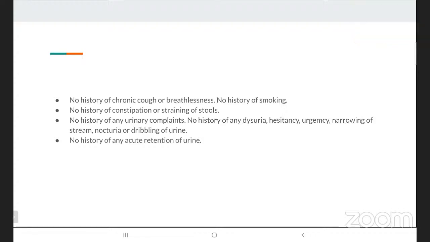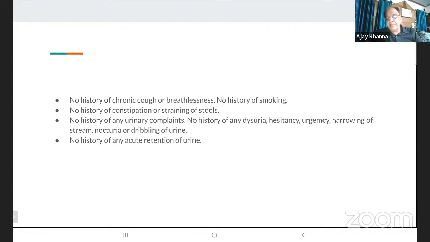And why do you talk about narrowing of the stream? These are basically lower urinary tract symptoms. How do you differentiate the narrowing of the stream due to prostate or due to stricture urethra? Patient says, I have difficulty in urine, narrowing of the stream. Can you say by the history whether it is a stricture or a prostate?